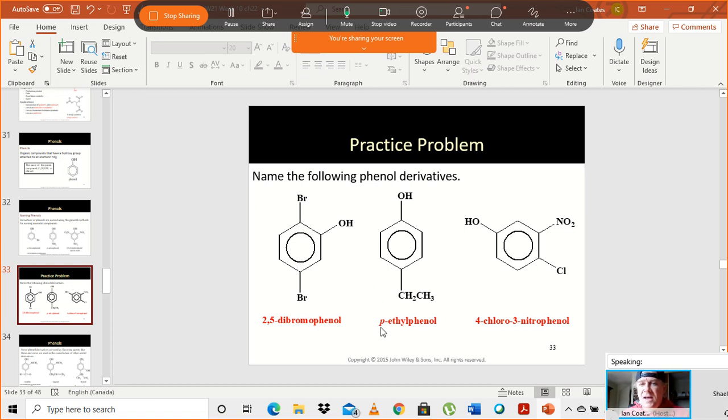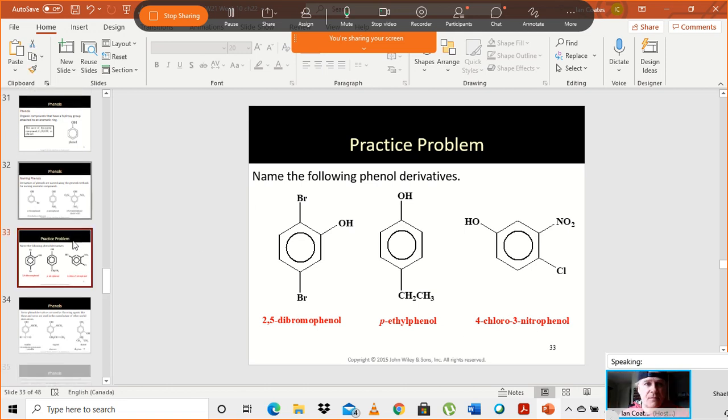Here we have p-ethylphenol, ethyl group, and you'll see here that we have 4-chloro-3-nitrophenol. And if I may ask, why didn't we go 3-nitro? Here's your phenol, so this is the 1 carbon, 2 carbon, 3, 4. Why wouldn't we say 3-nitro-4-chloro? Because we go alphabetical. C comes before N. That's why it's 4-chloro-3-nitrophenol. How we doing? We okay?